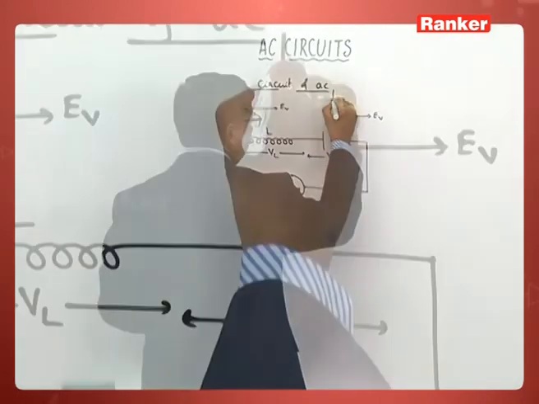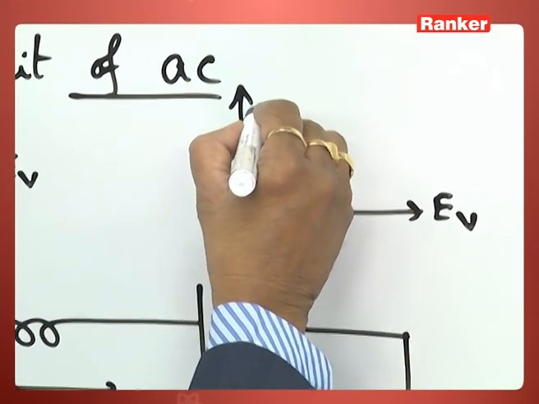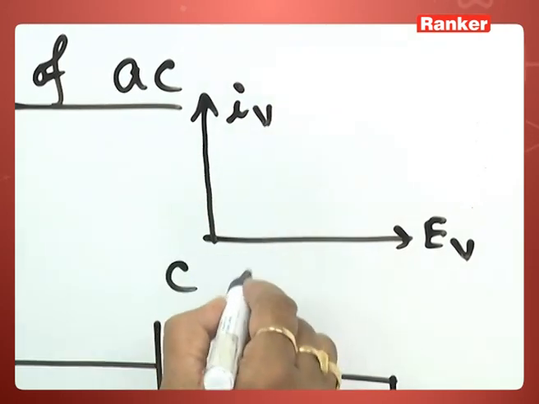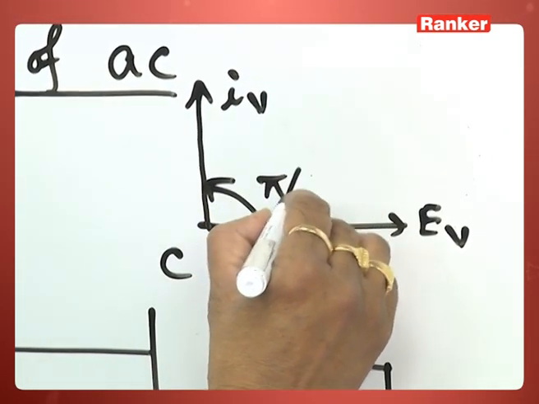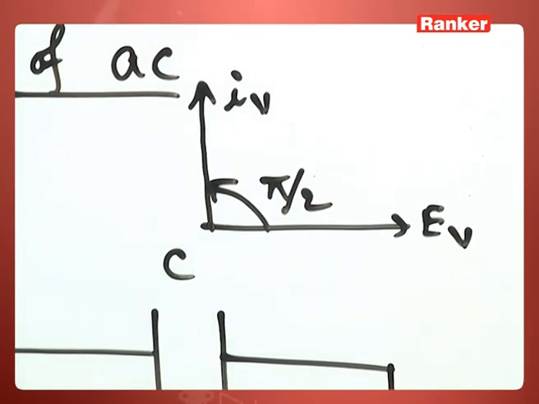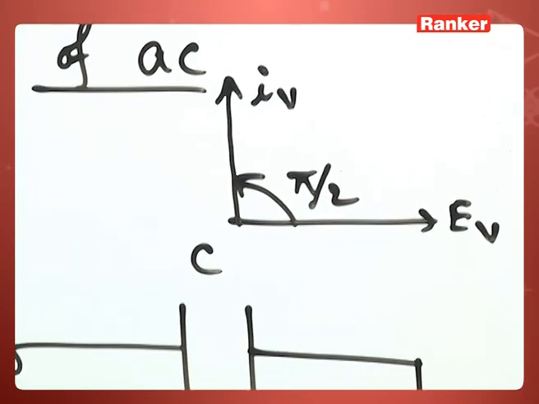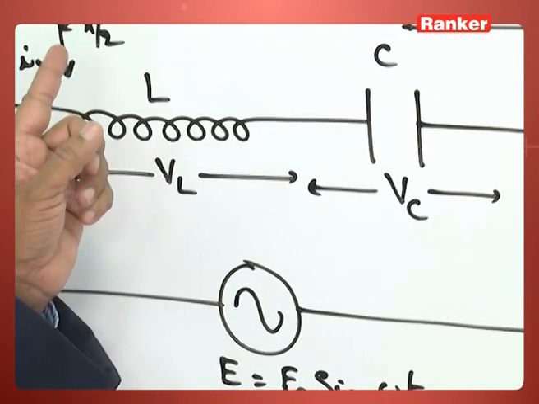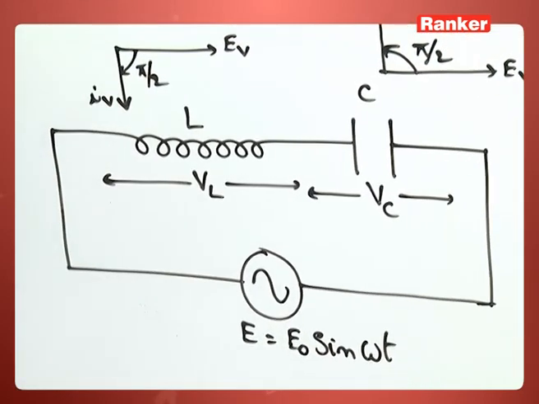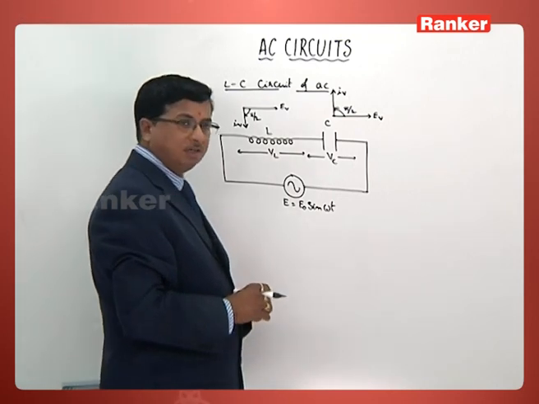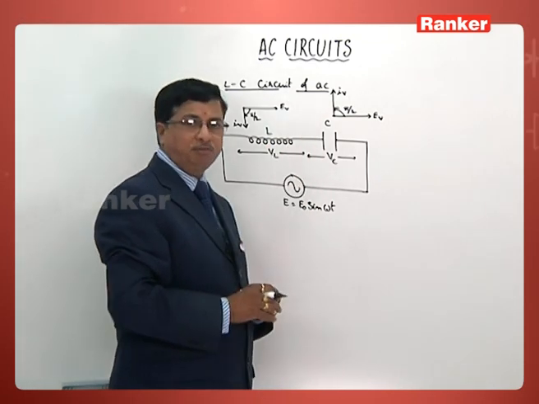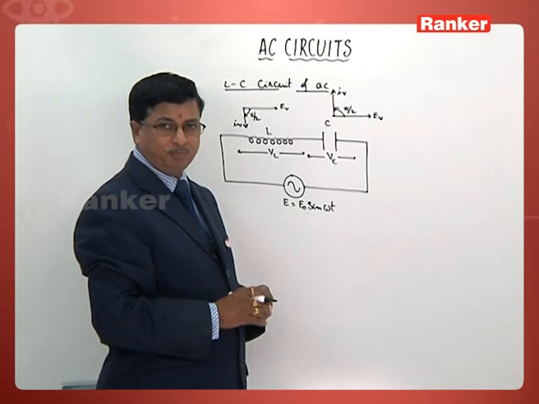Therefore, we have to draw this line like this to show that this is the virtual value of current and this angle now is pi by 2 radian. So, in the case of inductance, current is lagging behind EMF by pi by 2 radian. In the case of capacitance, current is leading the EMF by pi by 2 radian.